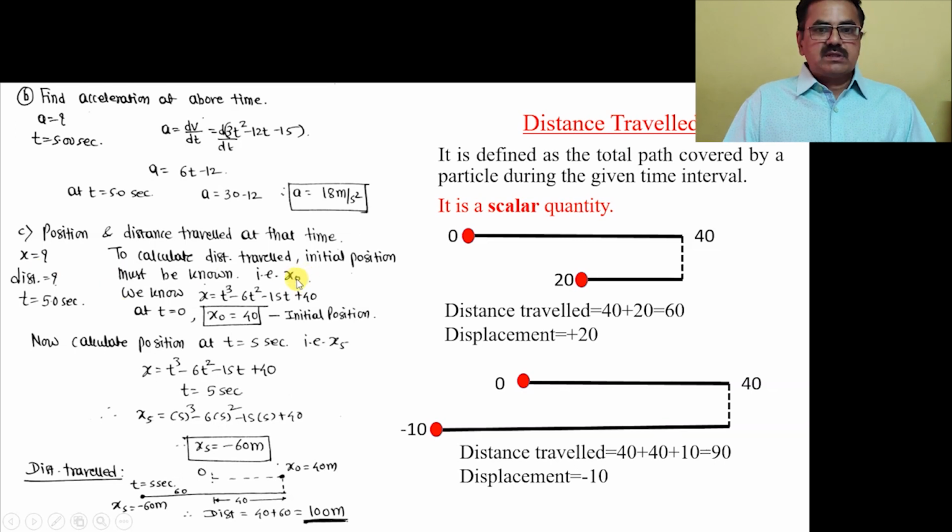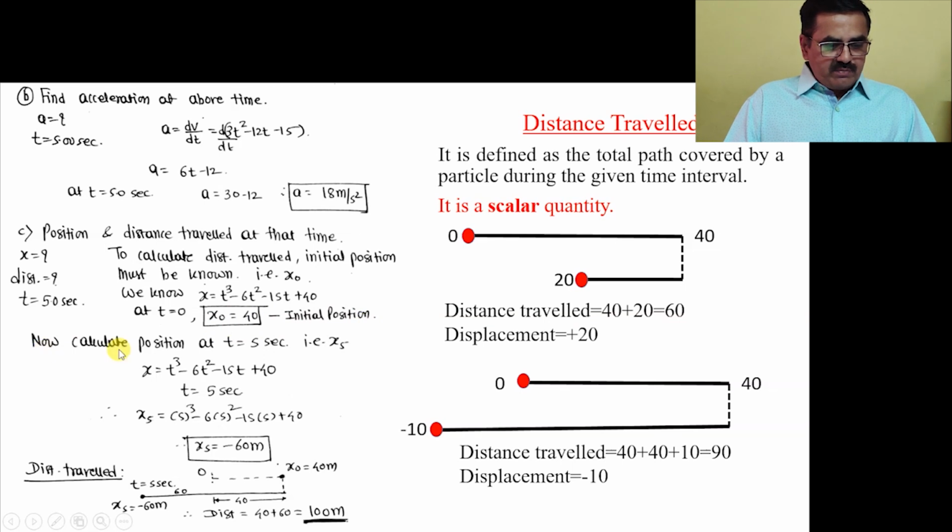So initial position means when t is equal to 0. We know that x is equal to t cube minus 6t square minus 15t plus 40. So put t is equal to 0, it gives us the initial position of the particle. X0 is equal to 40. This is the initial position of the particle.